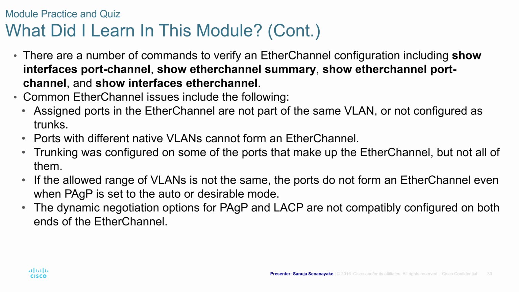Trunking configured on some of the ports, but not all, will also result in not establishing your EtherChannel. If the allowed range of VLANs is not the same, that will also result in a problem. It will not form the EtherChannel, even when PAgP is set to auto desirable. Remember that. And we also learned that if the dynamic negotiation options for PAgP and LACP are not compatibly configured on both ends, the EtherChannel will not form.